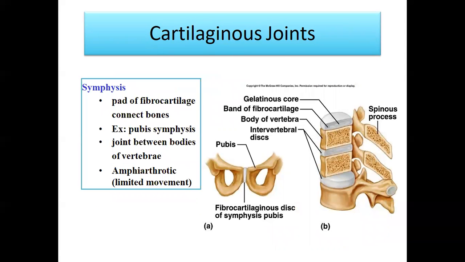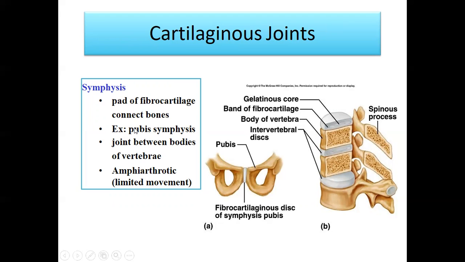Then there's the symphysis. Symphysis is a pad of fibrocartilage that connects two bones. You have symphysis joints in your symphysis pubis. So the two halves of your hip bones anteriorly come together to form the pubic symphysis. So it's telling you that it is a symphysis joint.